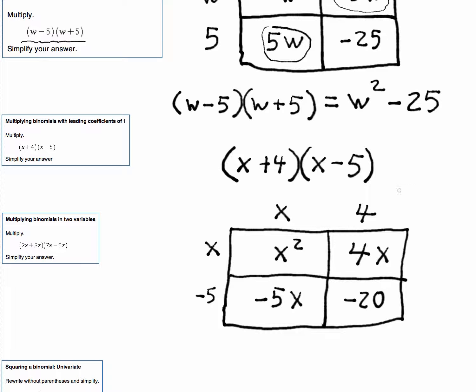So, by my principle, we see that this product here is equal to what I get when I add up all the things in the boxes. So it's x squared. And then if I have a minus 5x plus 4x, that's just minus x. And then I have my minus 20. So there again we see the utility of thinking about it exactly the same way.